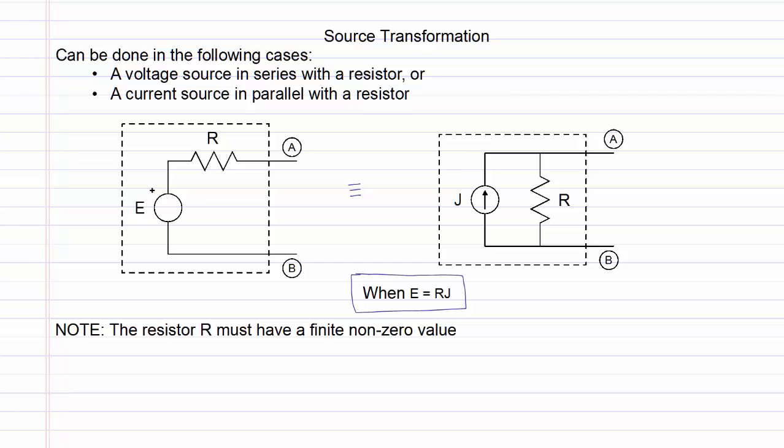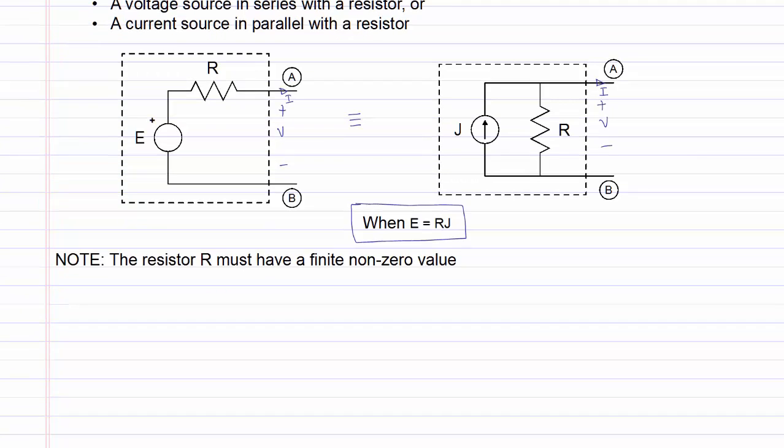We will check the equivalence between these two circuits by connecting different elements between terminals A and B and making sure that the voltage that appears at this terminal and the current that flows at this terminal, V and I, is the same for both circuits. Consider both of these circuits when there's nothing connected between terminals A and B, such that the current I will be equal to 0 for both circuits. The current I also flows through the resistor in the left-hand circuit.